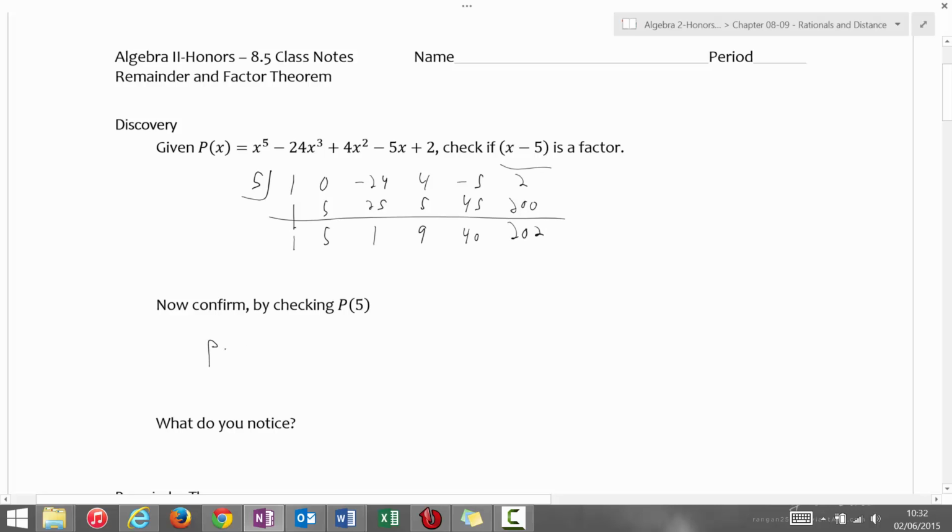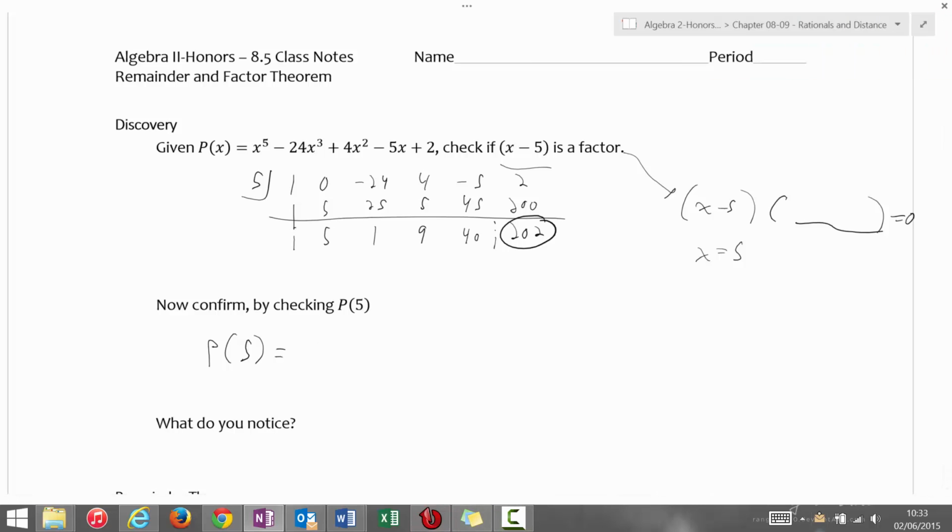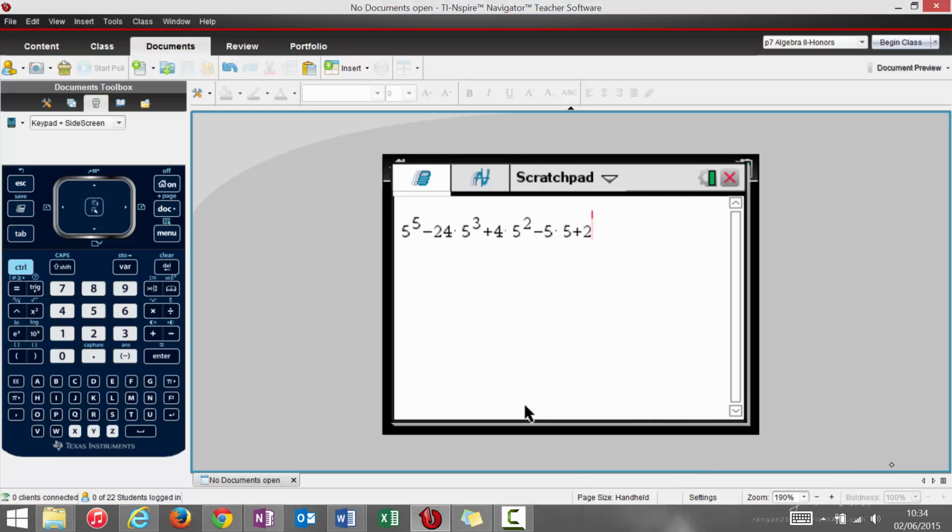But if I check and confirm, if x minus 5 was a factor, that would mean that 5 would have to solve the equation if it was set equal to 0. Which means that if I plugged it in, I should get 0. Well, if I plug 5 in, I would expect not to get 0 because I did not get a remainder of 0. But if I plug 5 in, I get 5 to the 5th, which is absolutely huge. 5 to the 5th minus 24x cubed. Let's do it in a calculator. So plug it in, and I get 202.